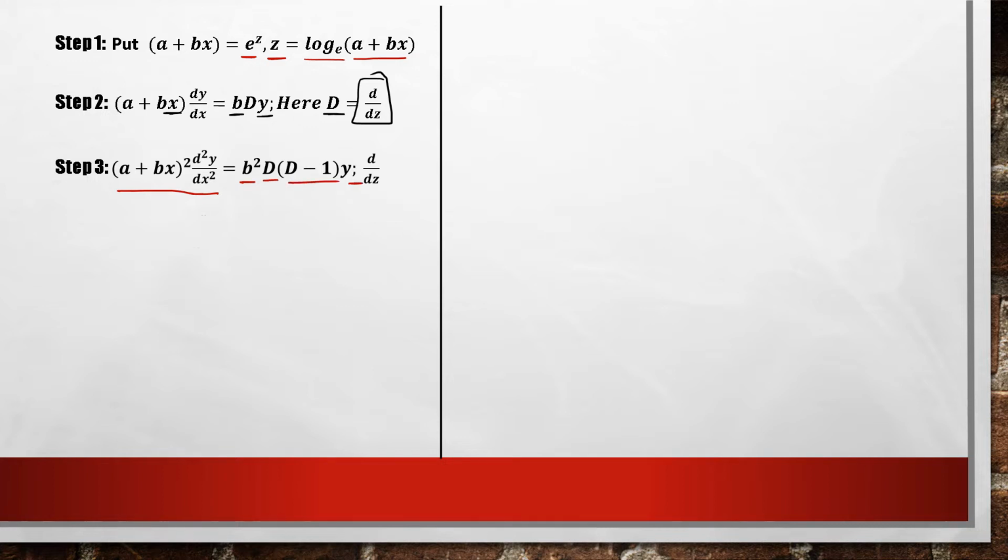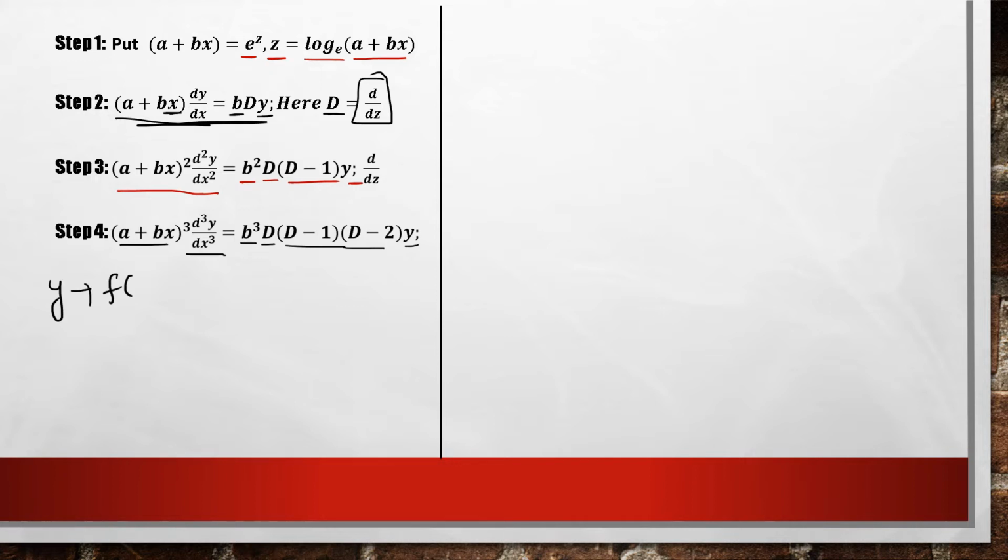Similarly, the fourth step is, if you have a plus bx whole cube d cube y over dx cube, put b cube D into D minus 1 into D minus 2 y. And further, for higher orders also we will proceed in the same way. Before doing any question, let me explain how we are getting this. See, initially y is a function of x.